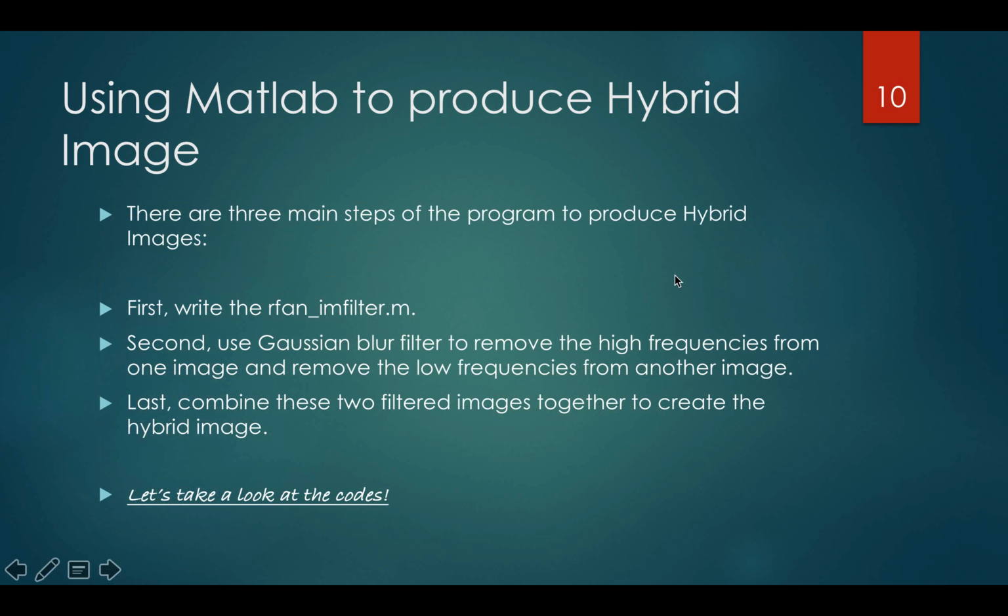There are three main steps of the program to produce hybrid images by using MATLAB. First is to write my own filter called Rong filter. And the second is to use Gaussian blur filter to remove the high frequencies from one image and remove the low frequencies from another image. The last step is to combine these two filtered images together to create the final hybrid image. Now, let's take a look at the codes.